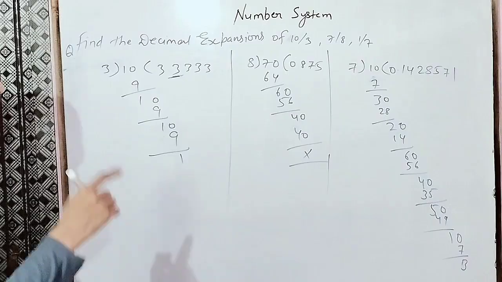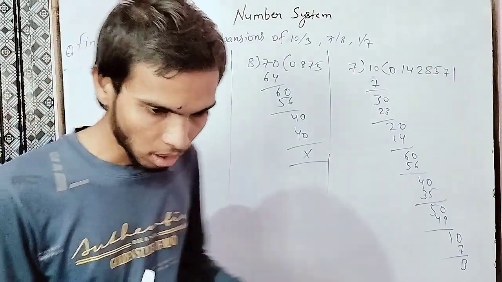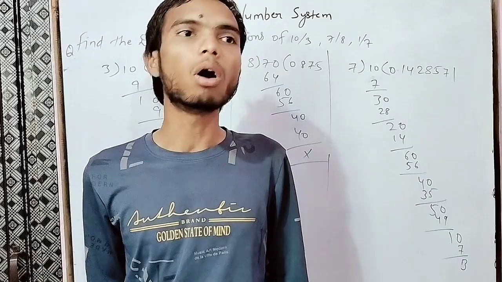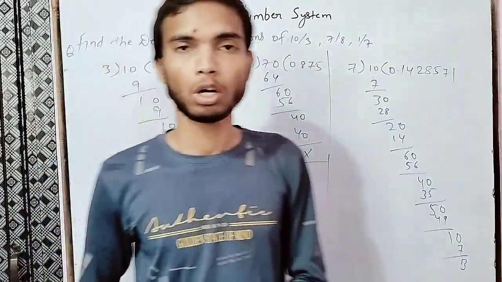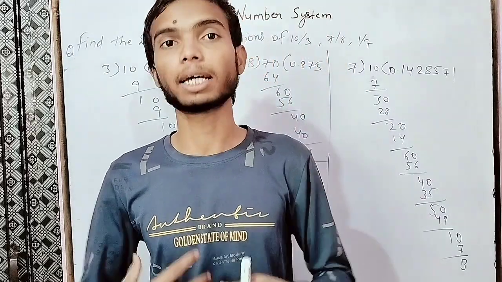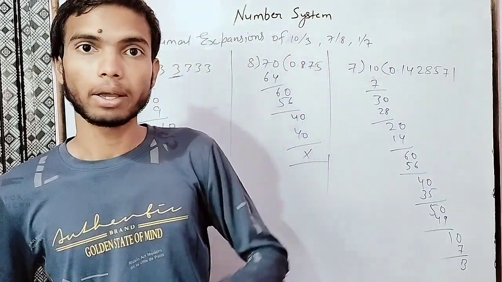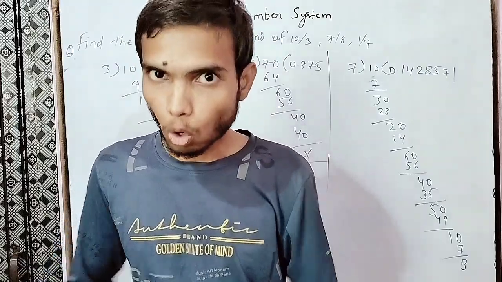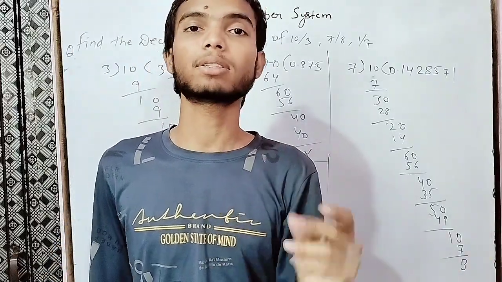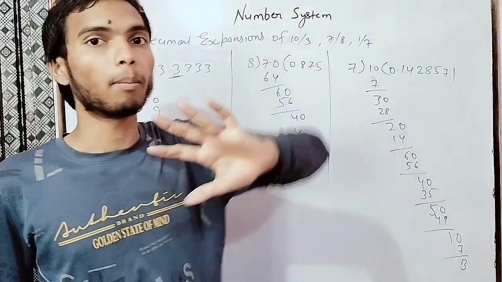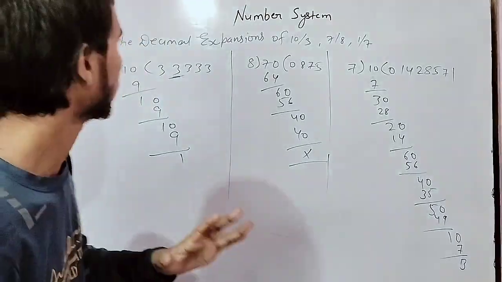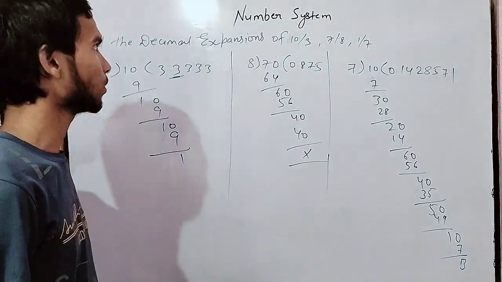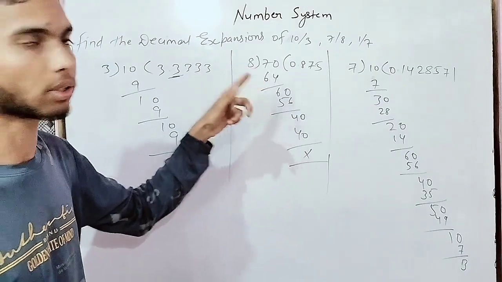But if there is no repeating after the decimal and there is no end, if the numbers are not repeating after the decimal and there is no end, it will be considered an irrational number. Except for that, whatever is happening will be considered rational.